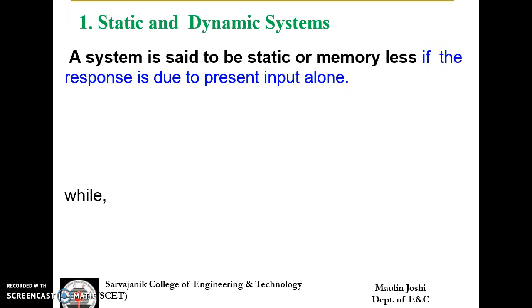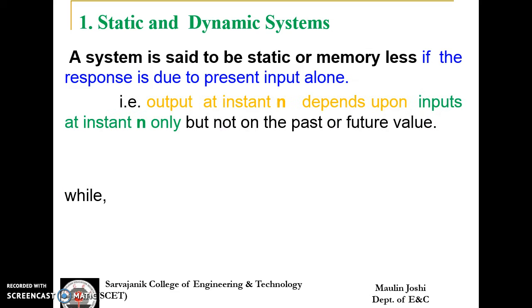This is the first classification of systems, static versus dynamic systems. A system is said to be static, or in other words memoryless system, if the response is due to the present input alone. That means the output at instant n depends upon the input at instant n only, but not on the past or the future values.